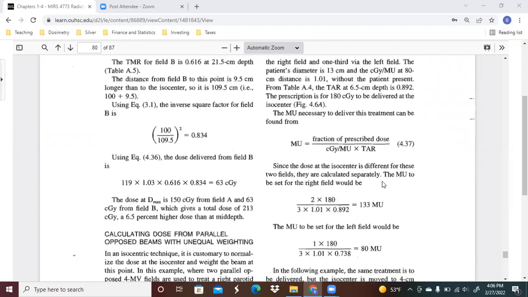The patient's diameter or separation is 13 cm and the centigray per monitor unit at 80 cm distance is 1.01 without the patient present. So from table 8A.4, the TAR at 6.5 cm depth is 0.892. The prescription is for 180 centigray to be delivered at isocenter. The MU necessary to deliver this treatment can be found from the fraction of the prescribed dose divided by the calibration factor times the TAR.